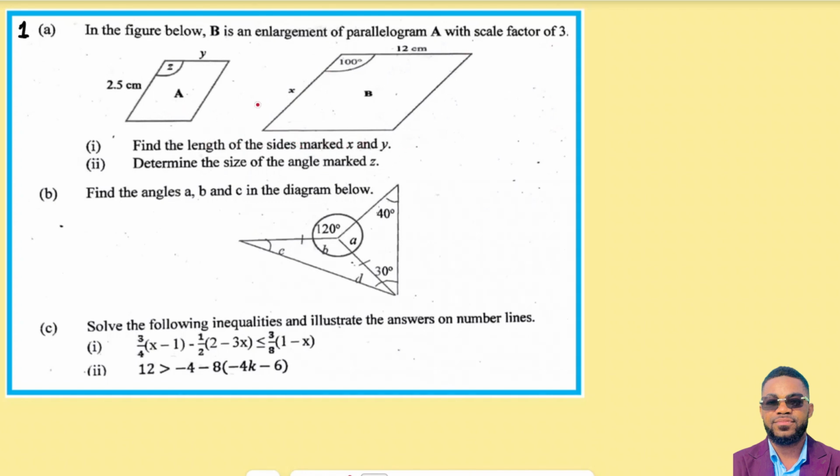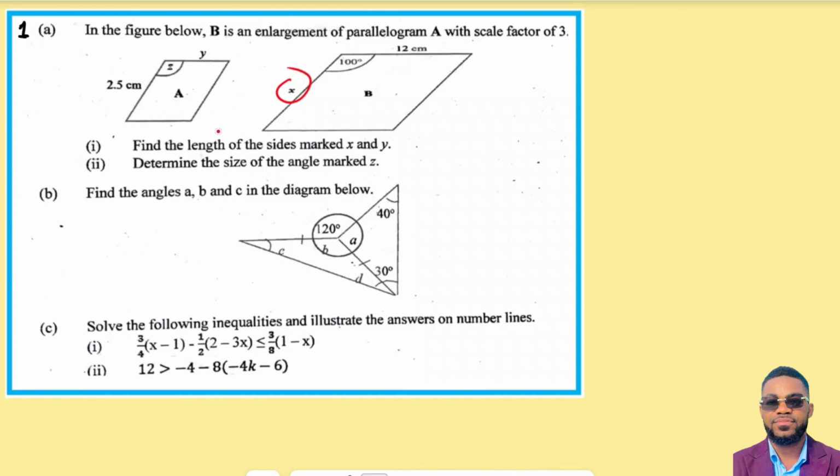So these are the two similar shapes. That's the shape 1 or the parallelogram A, and the second one is the parallelogram B, that's the image. Now we have to find the values of X and Y in part I, and in part II, we have to determine the angle marked Z. So this is X, and this is Y. How do we find the length of these sides?